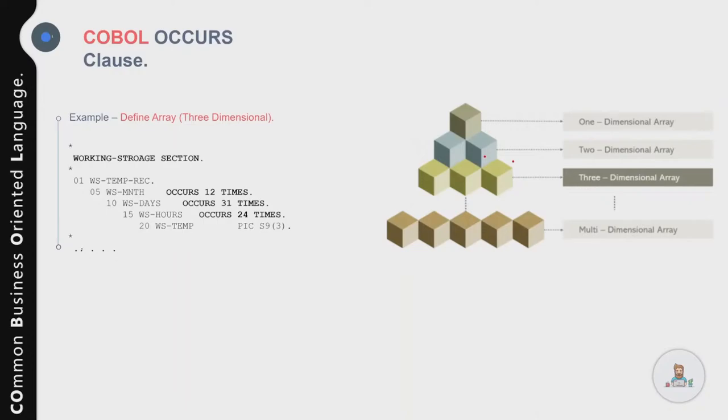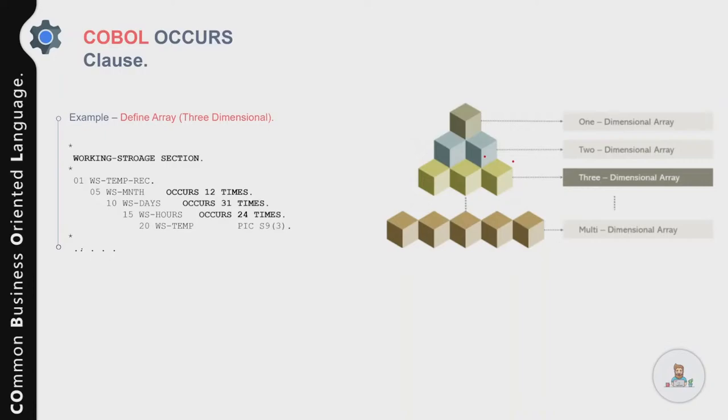And after that, at level 5, I've defined the month, that is WS-month, and that occurs 12 times. So we would be storing the temperature for the entire year. And within that month, in order to store the temperature for an individual day, I've defined the next variable at level 10, that is WS-days, which occurs 31 times. So every month we're going to have 31 days.